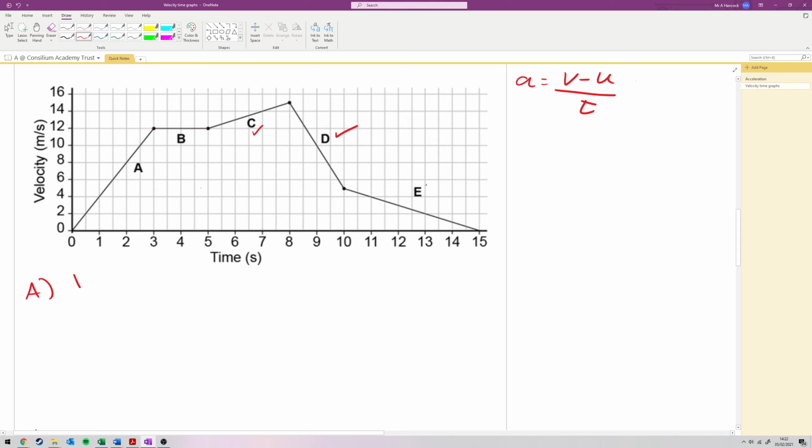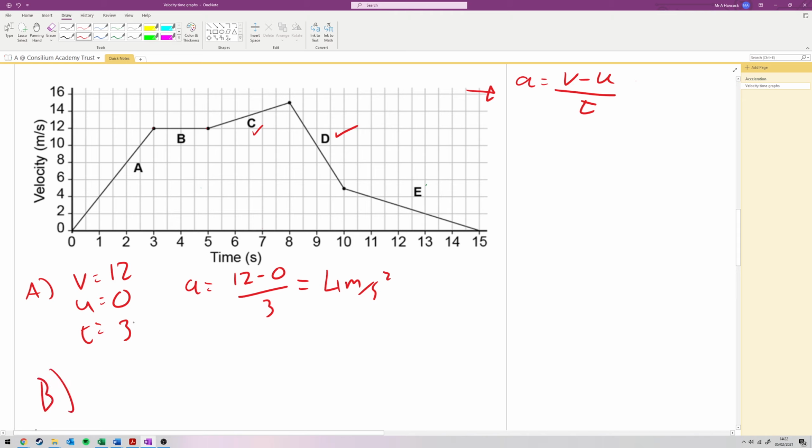Right, so v, u, and t equal... The starting velocity in A is 0. The final velocity is 12. The time taken is 3 seconds. So let's write the equation. a equals 12 minus 0 over 3. What's 12 divided by 3? So that's 4. 4 meters per second squared.